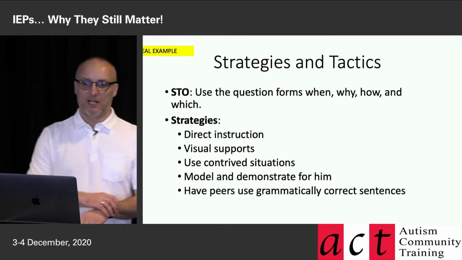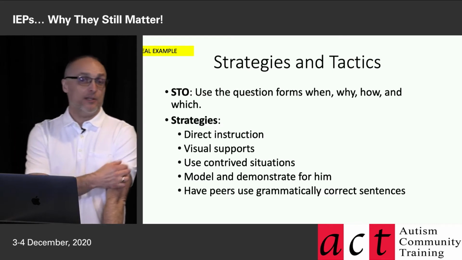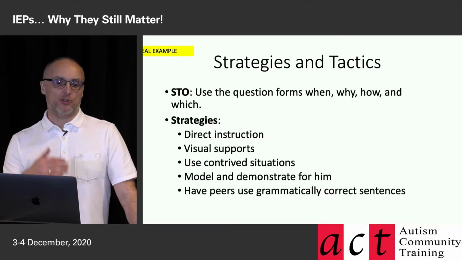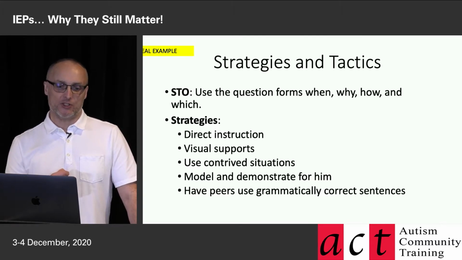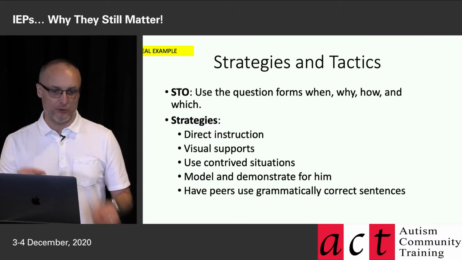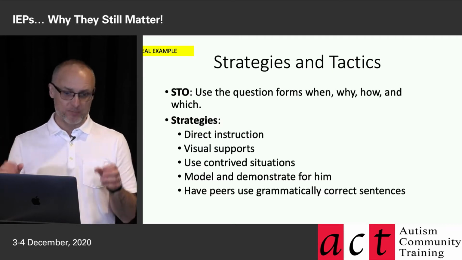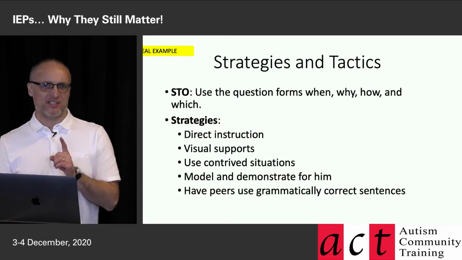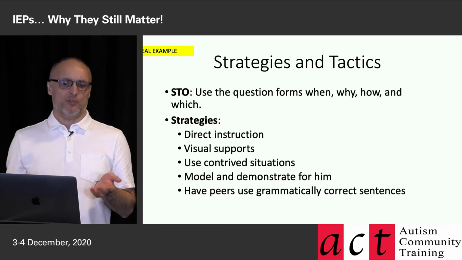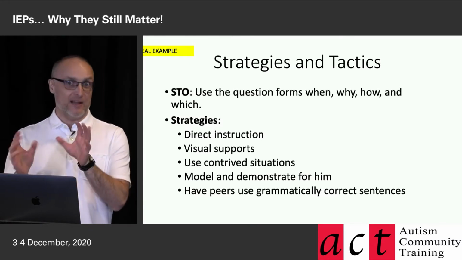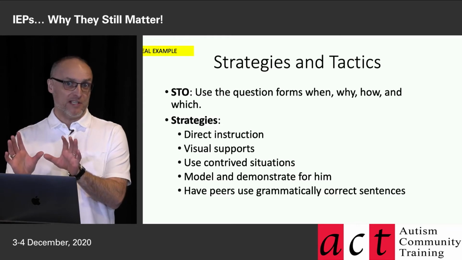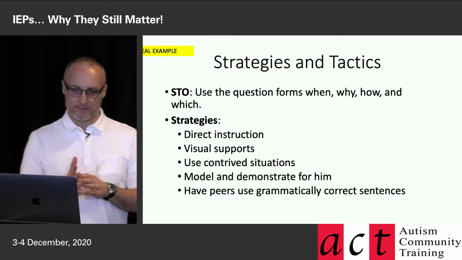So moving on, strategies and tactics. Here's a real example. The short-term objective is use the question forms when, why, how, and which. And based on our last hour together, you're immediately looking at that STO and going, that is not a smart STO. That doesn't tell me the context in which you're asking these WH questions, or the criteria, or the deadline. That's true. So it's already a faulty STO, but let's look at the strategies.